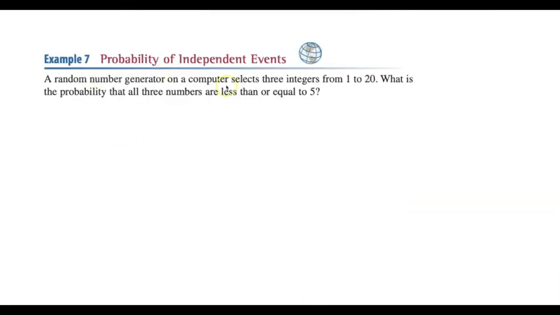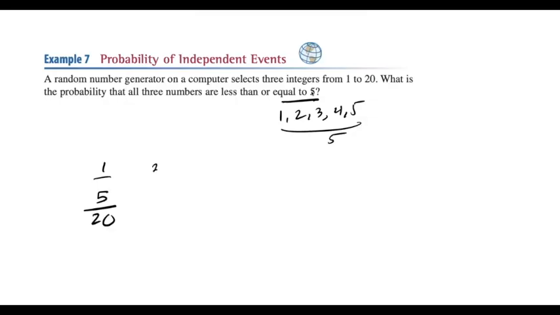Let's look at an example here. A random number generator on a computer selects 3 integers from 1 to 20. What's the probability that all 3 numbers are less than or equal to 5? Less than or equal to 5: so 1, 2, 3, 4, 5. There are 5 numbers that work. For the first number picked, what are the odds it's 5 or less? Well, 5 out of 20. For the second number, again, this is random, 5 out of 20. For the third number, it's 5 out of 20. We'll put them all together. I get 125 over 8000, which is 0.0156.